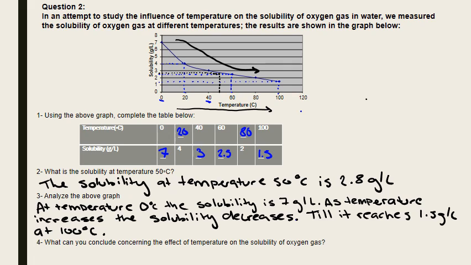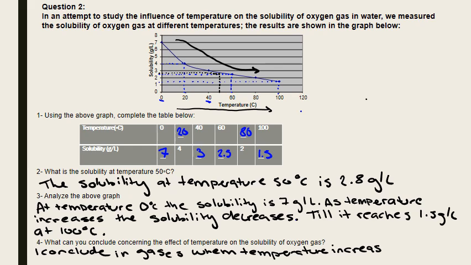What can you conclude concerning the effect of temperature on the solubility of oxygen gas? We write, I conclude, in gases, when temperature increases, solubility decreases.